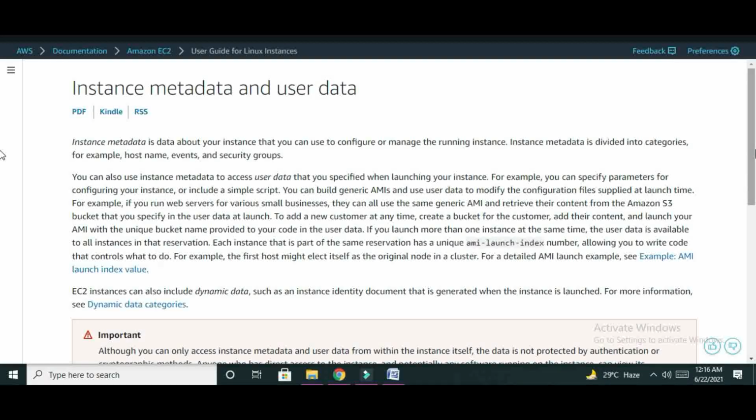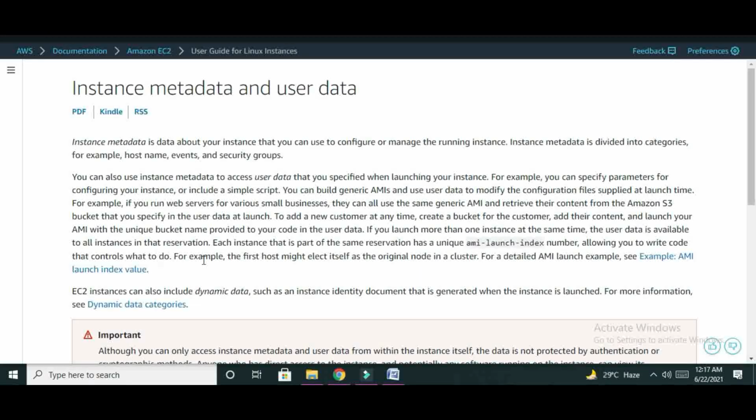So basically the different categories of instance metadata are host name, events, security group. The instance metadata can be used to access the user data. So once we launch the instance by using an AMI, meaning Amazon Machine Image, the user uses this data to modify the configuration file supplied at the launching time. So during launching time we can set our information, we can set the parameters and create the instance accordingly.